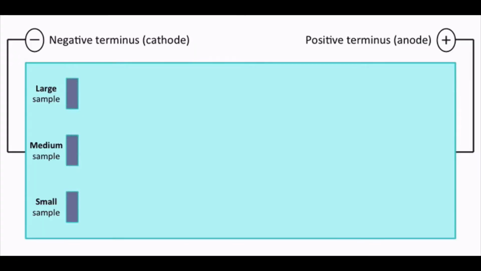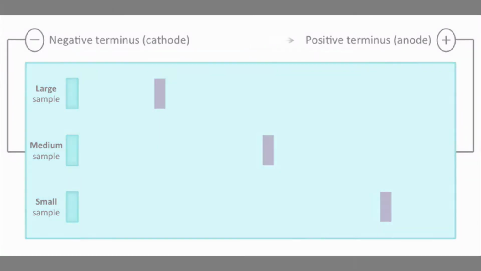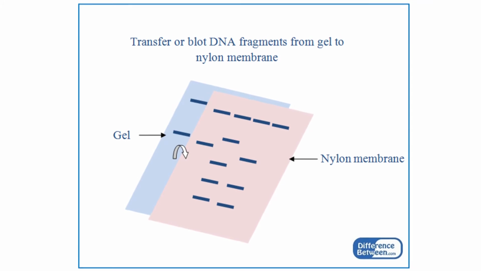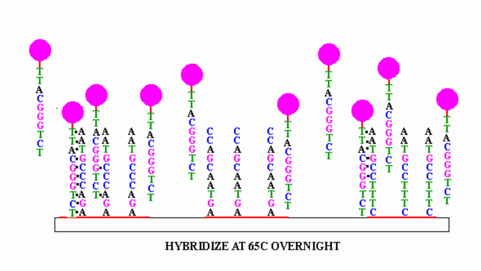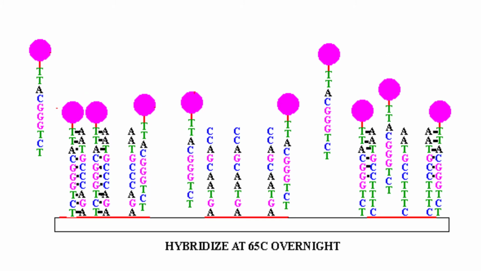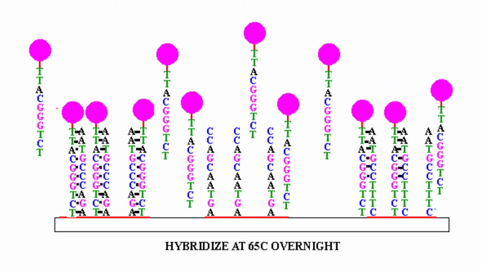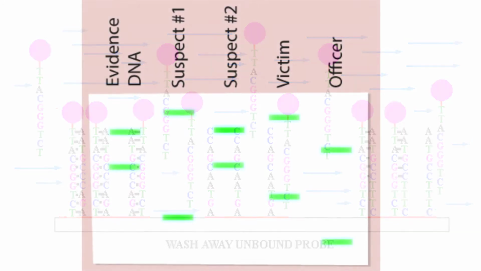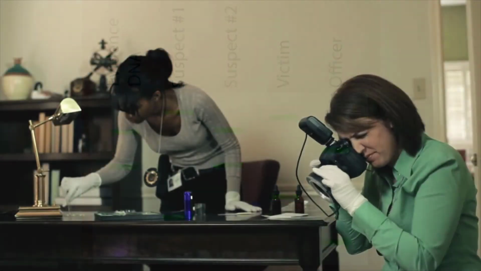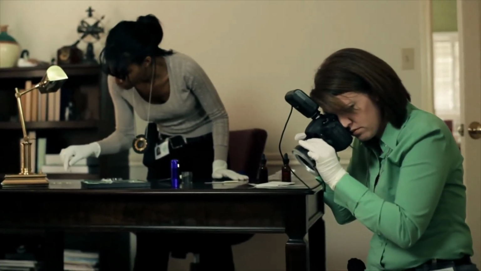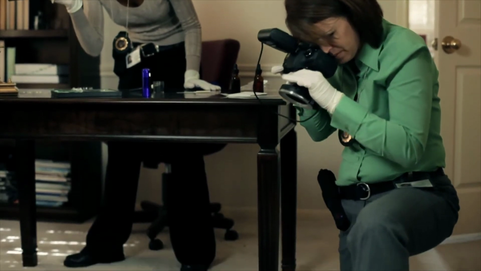We can separate these fragments by passing them through a gel in gel electrophoresis. Then, we can transfer the DNA fragments from the gel to a sheet of membrane and probe the membrane with DNA fragments that complement the DNA sequence of the fragments of interest. Then, we can compare the fragment profile of evidence DNA with those of suspects, as well as people we should rule out, like the detective and the victim, to see if they match.